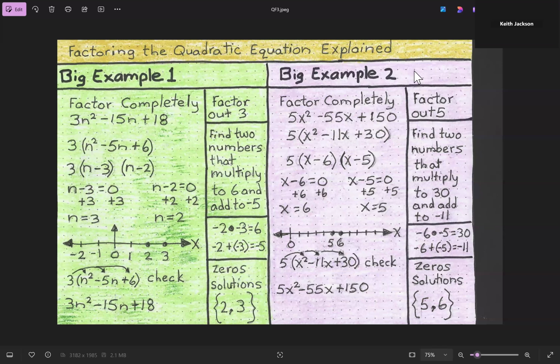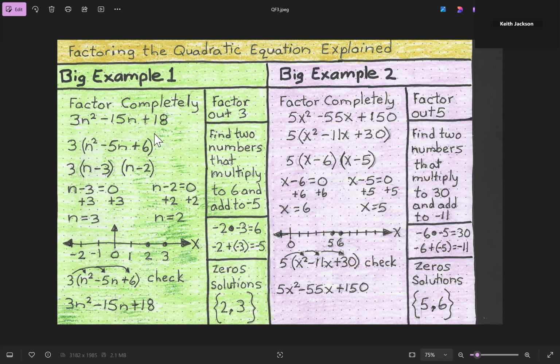In this video, we are going to learn how to factor quadratic functions. And if you recall from previous videos, a quadratic function is represented by ax squared plus bx plus c. And we had two big examples to show you how to factor quadratic functions. Let's go back to big example one and take a look at 3n squared minus 15n plus 18.